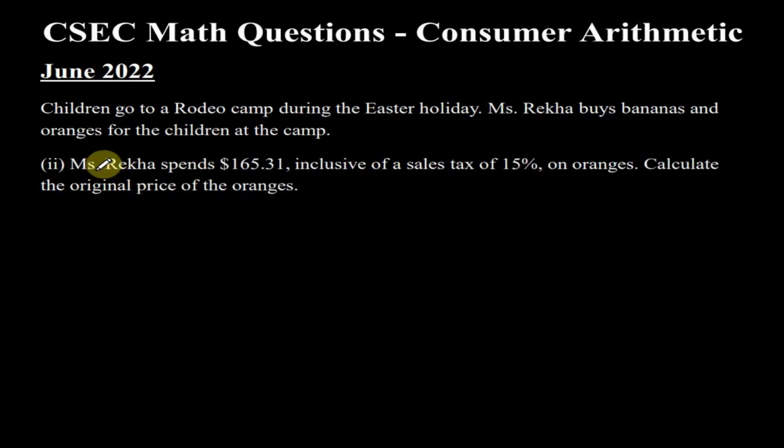Now looking at part 2 of the same question here, Miss Rika spends $165.31 inclusive of a sales tax of 15% on oranges. Calculate the original price of the oranges. So I want to find the original price, which is what I refer to as the marked price. Now the amount of money that Miss Rika would have spent on oranges inclusive of tax, which is this $165.31 here, I'm going to call it the selling price. So this is what they would have sold her the oranges for.